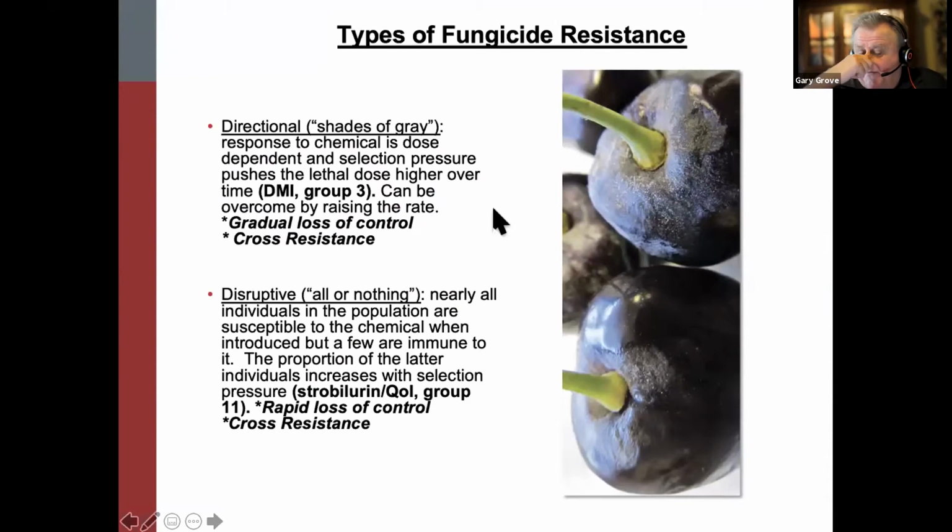I'll go with the disruptive first. This would be characteristic of the group 11s.